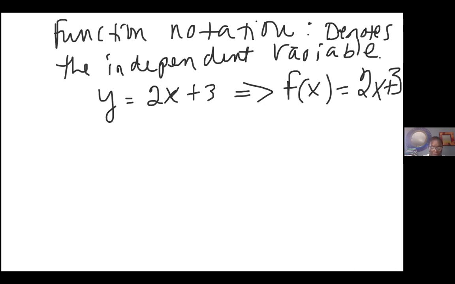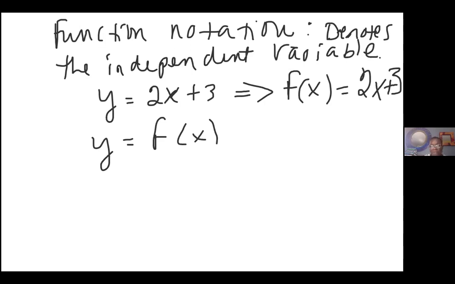So what just happened? Y becomes f of x, or f of x becomes y. If you're not comfortable with function notation, guys, you can always use y. Y is the same thing as f of x. So keep using the y to represent f of x until you feel comfortable using function notation.